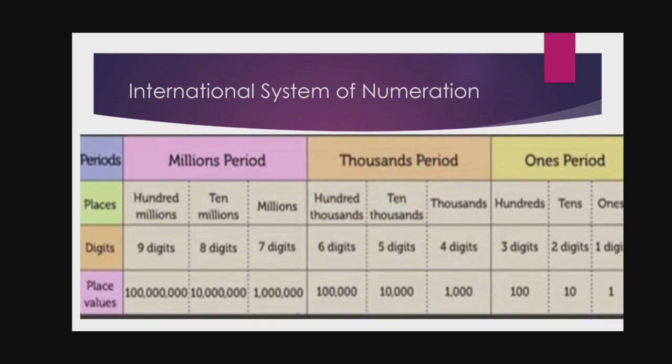The International System of Numeration consists of periods and places. Up to million, there are three periods. Each period has three places. From the ones period, we will see now. The ones period has three places: ones, tens, hundreds. The thousands period has three places: thousands, 10,000s, 100,000s. The million period has three places: millions, 10 millions, 100 millions.